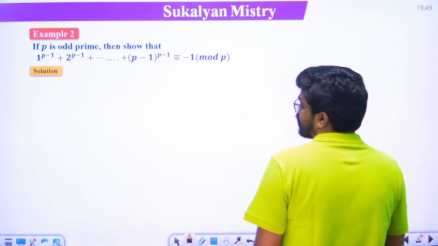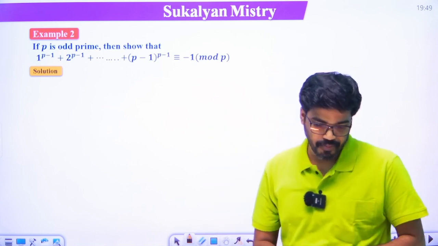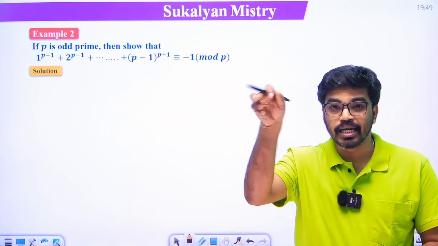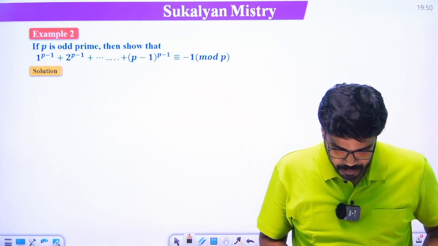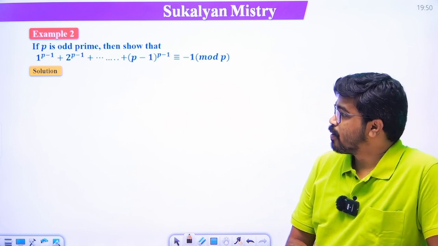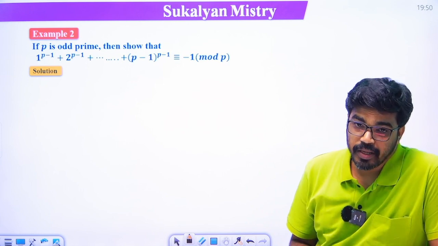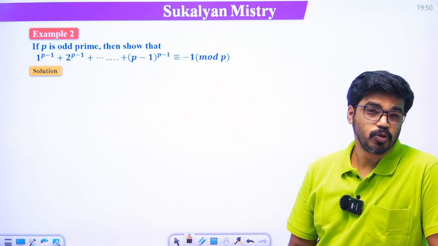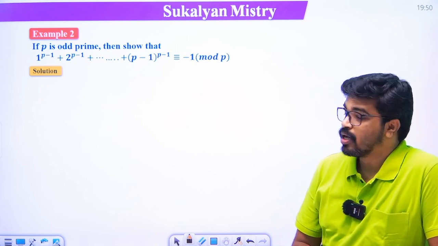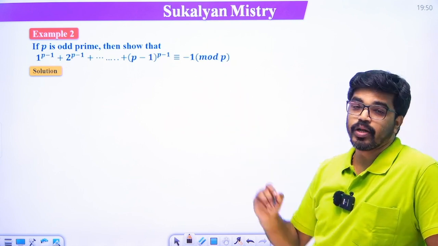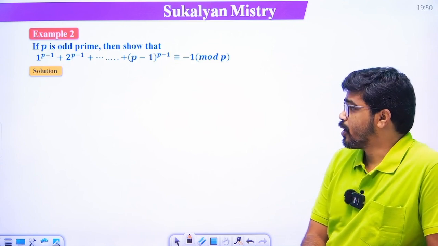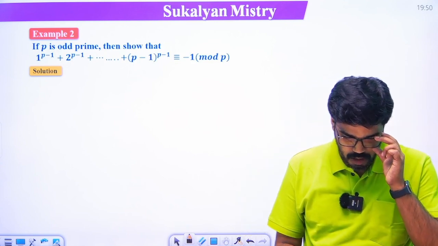So let us consider the next example. Note this problem. If p is an odd prime, that means p is greater than 2, then show that 1 to the power p minus 1 plus 2 to the power p minus 1 plus 3 to the power p minus 1 dot dot plus p minus 1 to the power p minus 1 is congruent to minus 1 modulo p. Okay, so first of all, note this problem.